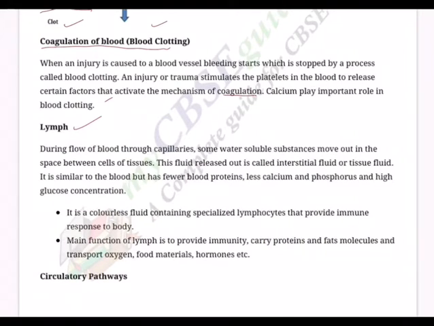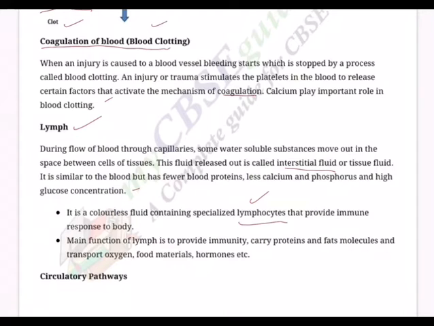During flow of blood through capillaries, some water soluble substances move out into the space between cells of tissues. This fluid released out is called interstitial fluid or tissue fluid. It is similar to blood but has few blood proteins, less calcium, less phosphorus, and high glucose concentration. So basically this lymph is a colorless fluid containing specialized lymphocytes that provide immune response to the body.